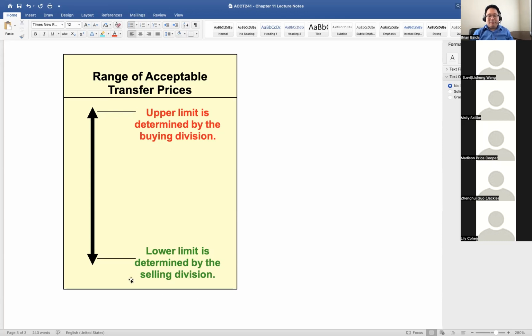Who sets the minimum? Like the absolute lowest price that will be accepted? That's the seller. I'm not going to sell for anything under $800, right? Everything else in the middle is the transfer price range. That's what we have to negotiate and figure out. Okay.